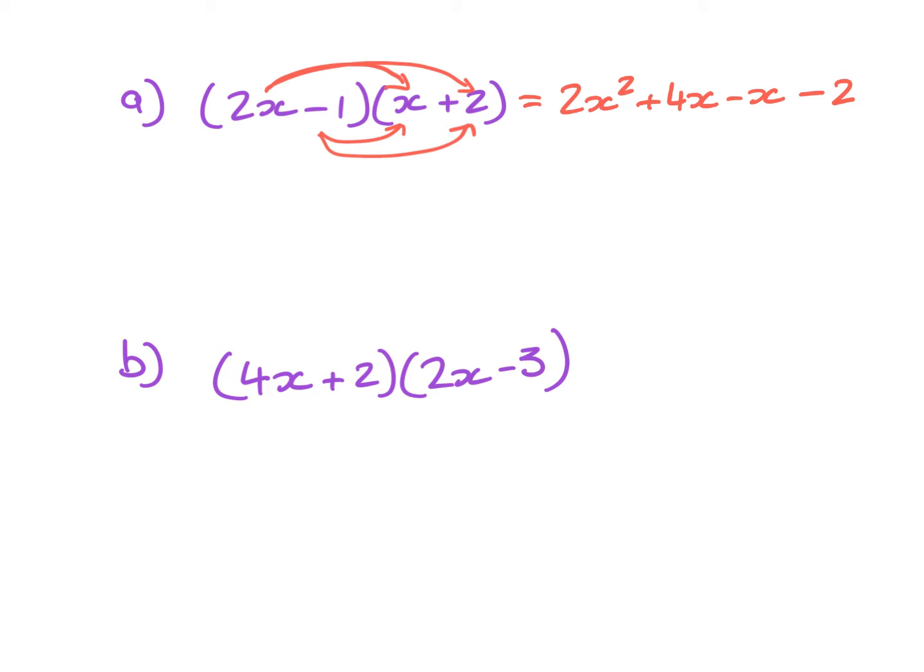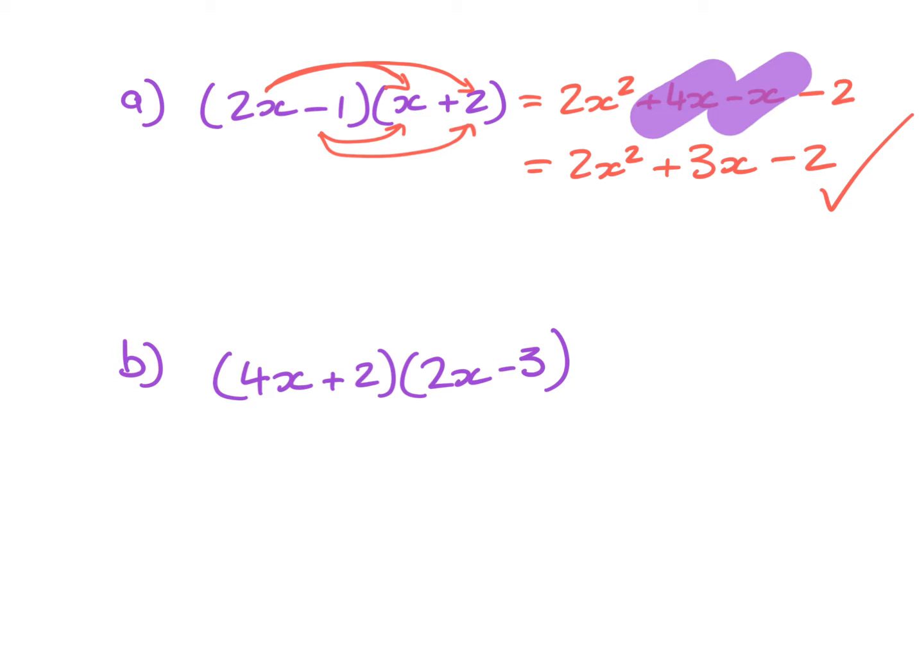And once again, I have some like terms that I can collect, so I'll go ahead and do that. The answer therefore will be 2x squared. What is 4x take away 1? It's going to be positive 3x negative 2, and that should be your answer.